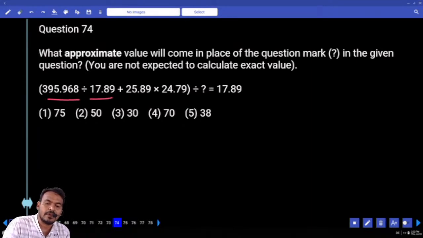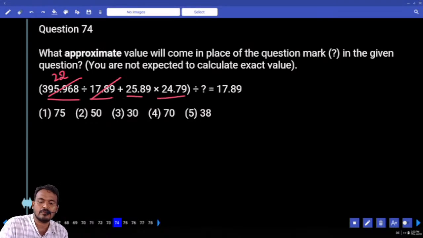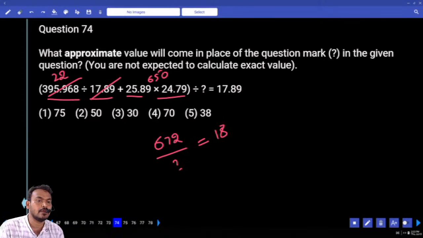396 divided by 18. 18 to the how much? 36. Remaining 36 means 2 times or not? Next, 26 into which one? 25. 26 into 25, it is 650 or not? 650. Total it is how much? 672. Divide by something. It is equal to how much? 18 or not? 18 3s are how much? 18 3s are 54. What is the remaining? 132. Means almost 7 times or not? 18 7s are 136. What is the nearest value? 38 or not?